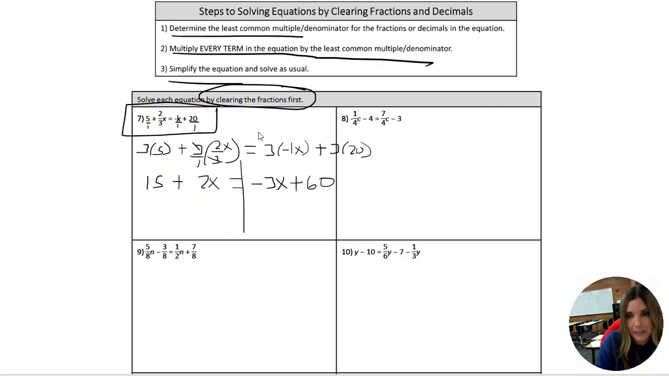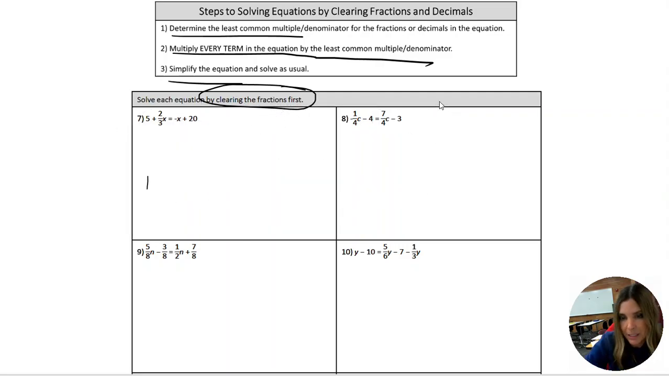Let's go ahead and look at number 9. I'm going to go ahead and clear out this one, and we'll look at number 9. So, first step is to identify your least common multiple. So we want to look at all of our denominators. This one's an 8, this one's an 8, this one's a 2, and this one's an 8. So we want to find our least common multiple between 2 and 8. So 2, 4, 6, 8, 10, 12, 14, 16. Well, we already have it. It would be 8. That would be our least common multiple.